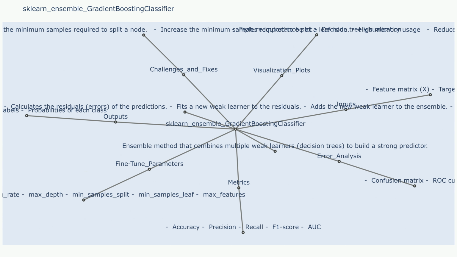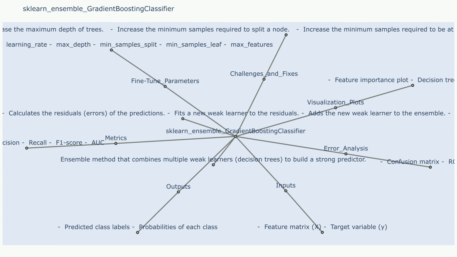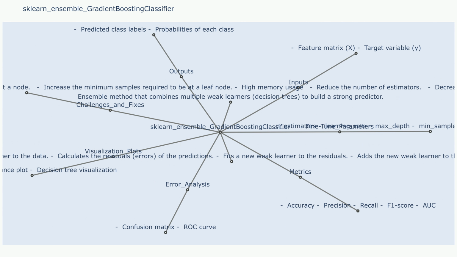Fixes to challenge 1. Reduce the number of features. Use regularization techniques, such as L1 or L2 regularization. Use early stopping to prevent the model from overfitting the training data. Increase the minimum number of samples required to split a node, min_samples_split, and the minimum number of samples required to be at a leaf node, min_samples_leaf.